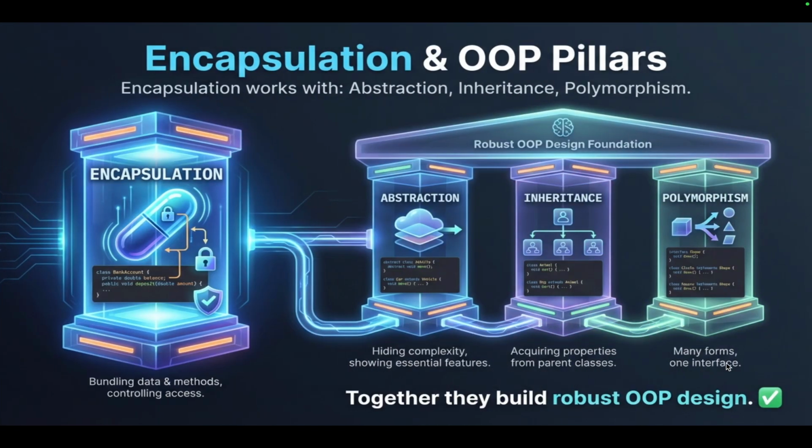Encapsulation and OOP pillars. Encapsulation works closely with abstraction, inheritance, and polymorphism. Together they create robust and flexible software systems. Encapsulation ensures data safety while the others ensure design efficiency.